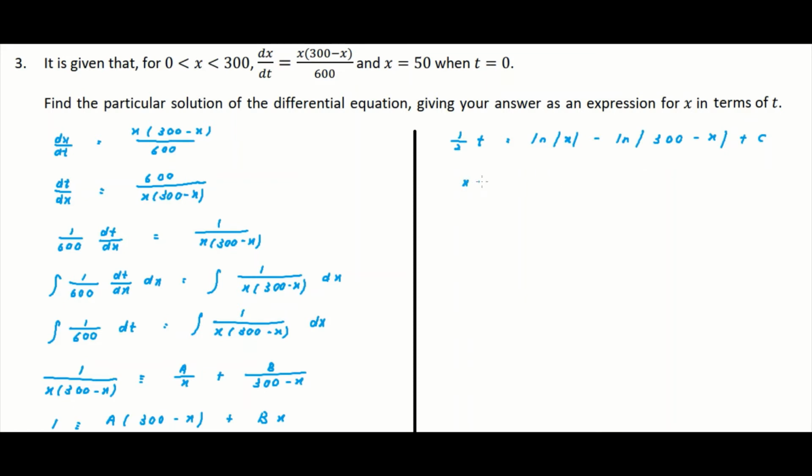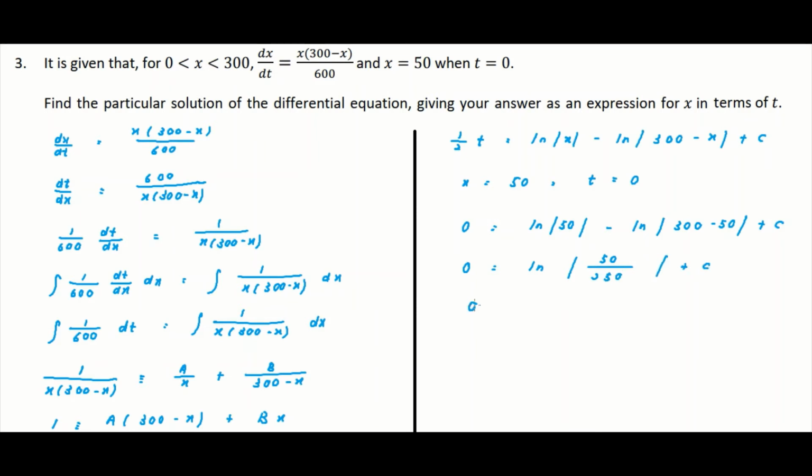So maybe we sub first. So x equals to 50, then t equals to 0, right? So we have 0 in front. Then ln 50 minus ln 300 minus 50 and then plus c. Okay, so ln 50, maybe it's not a good choice to do this. You have 300 minus 50, which gives you 250. So ln minus ln, meaning you can combine them by doing division, right? So 50 over 250, and then plus c.